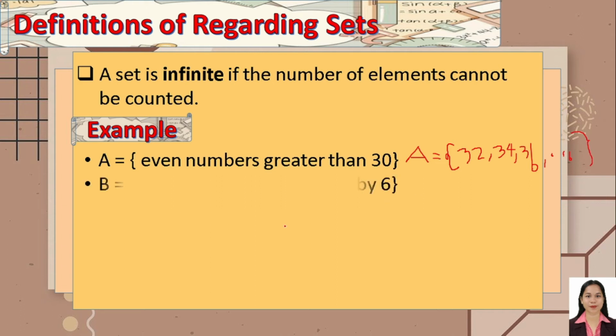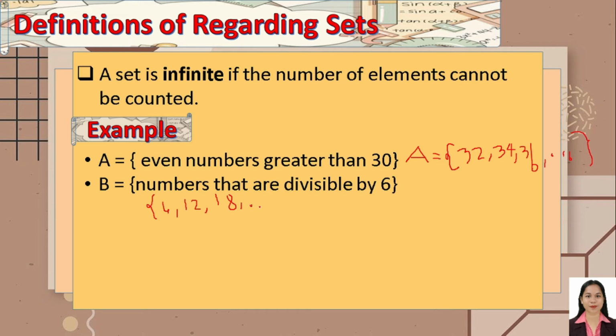Okay? Next. Numbers that are divisible by 6. So, at least 3 consecutive numbers that are divisible by 6. So, we have here 6, 12, 18, then put an ellipsis, comma, then tatlong ellipsis. Okay. So, ganun po siya. So, therefore, this is an infinite set.